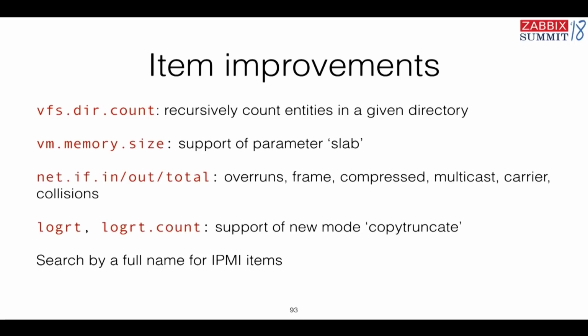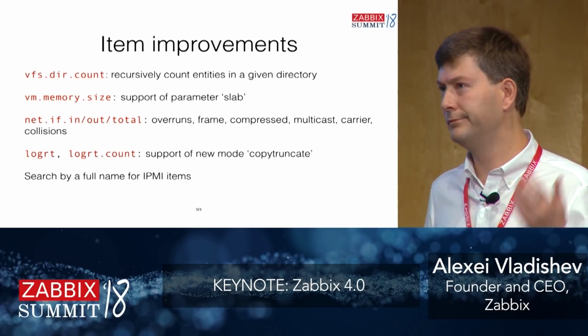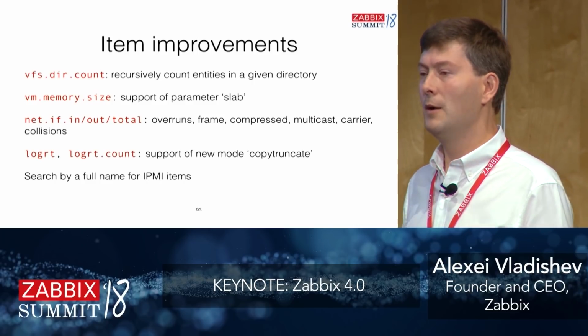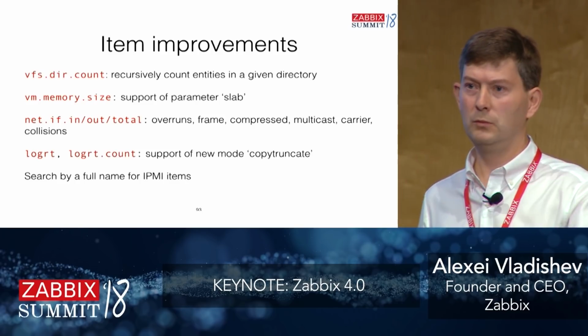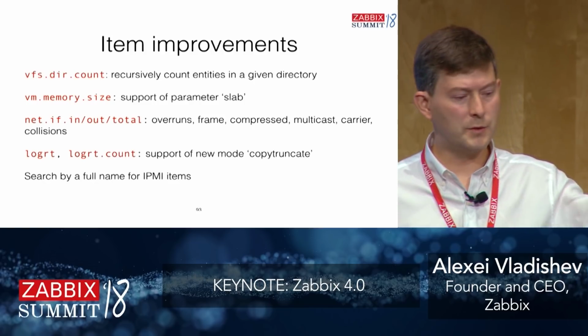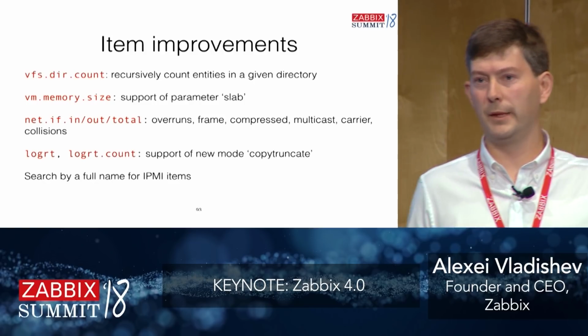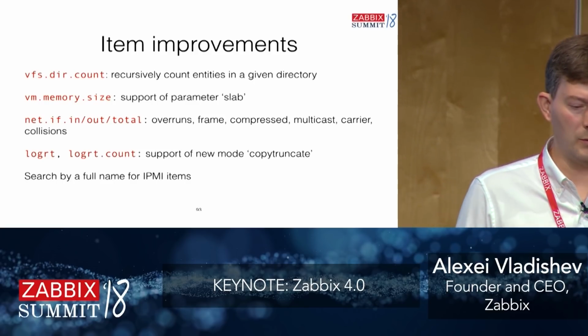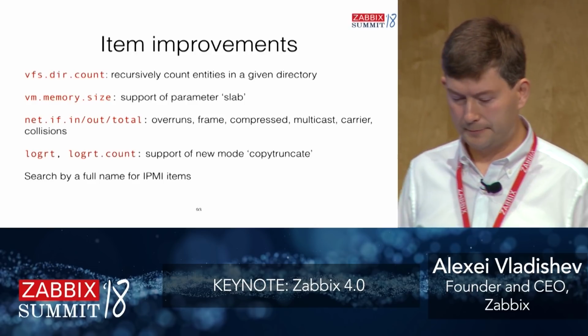There are a number of item improvements, so have a look at the release notes for a complete list, but what I like most is this check, vfs.dir.count. It basically recursively counts a number of entities in a given directory: number of files, number of symbolic links, number of directories, anything you want. And obviously you may specify patterns, and how deep you want to go. You don't really want to use vfs.dir.count for the root file system, it won't work very well, but for smaller file systems it will be absolutely fine. And there are some other improvements.